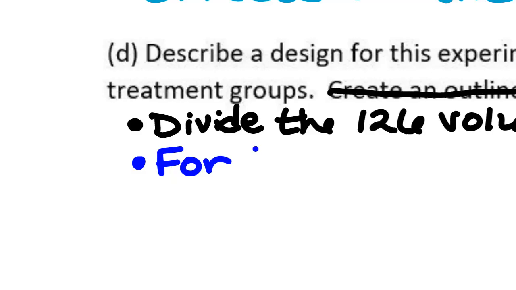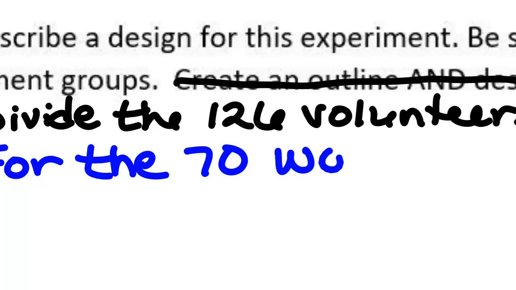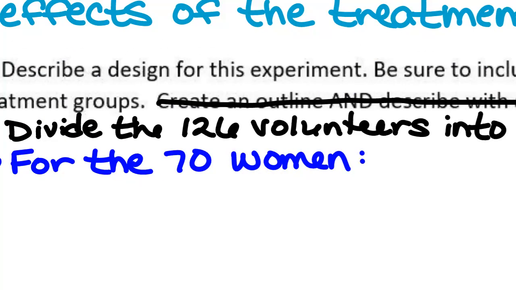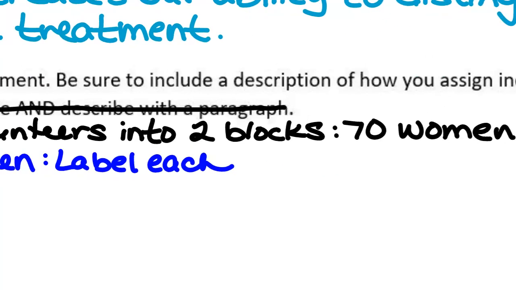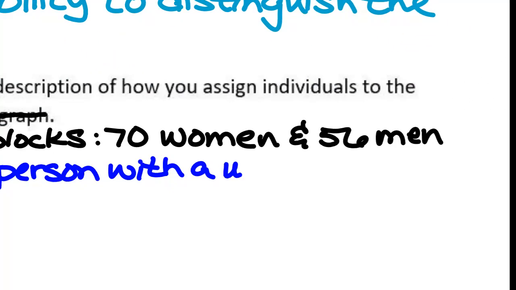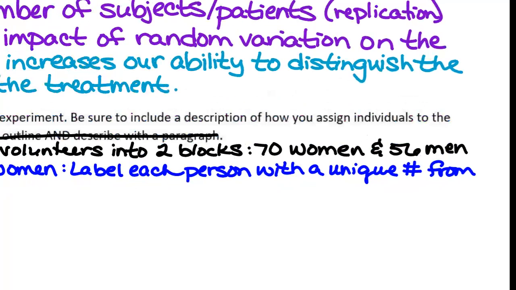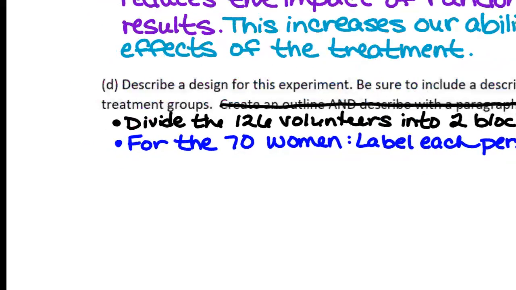So I would say for the 70 women, label each person with a unique number from 1 to 70. All right, after I have them labeled from 1 to 70, what do I do?